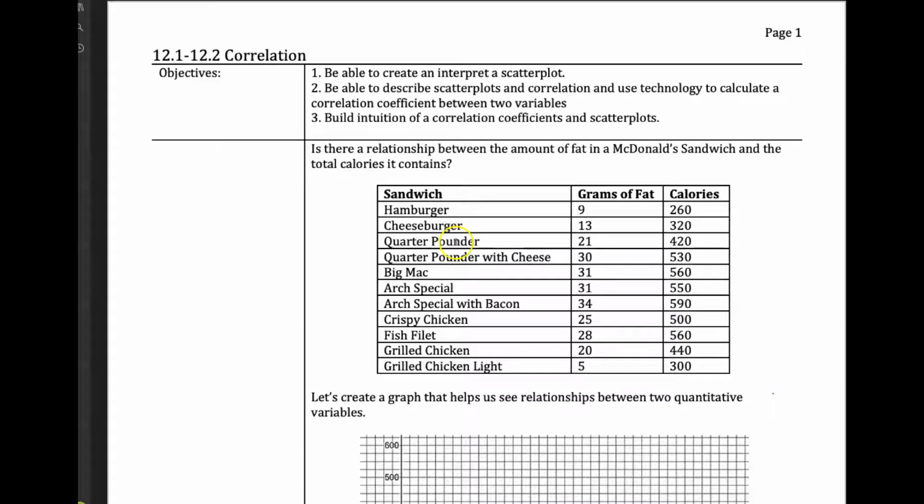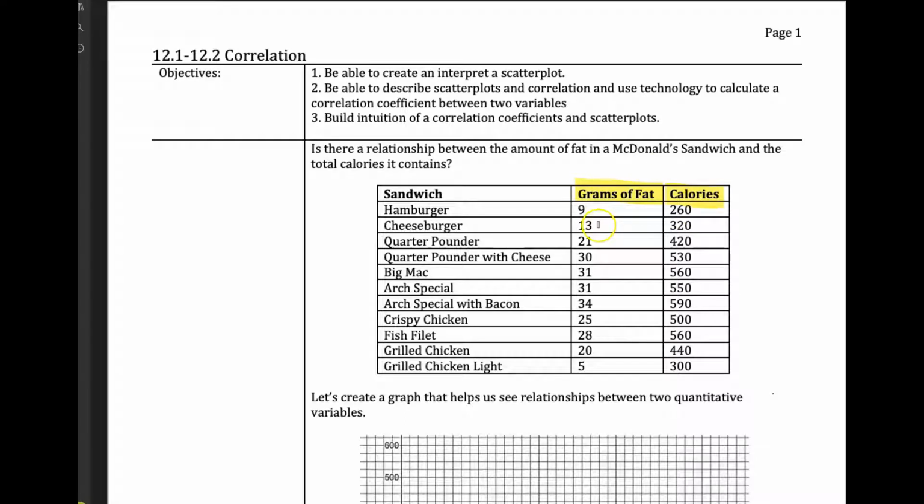We start section 12 looking at the relationship between two quantitative variables. You can see in this table here we have two variables, but they're both quantitative. I want you to make sure you think about how that's different than the previous sections where we looked at categorical variables, looking at the proportions of things, or we would look at a quantitative with a qualitative variable, categorical.